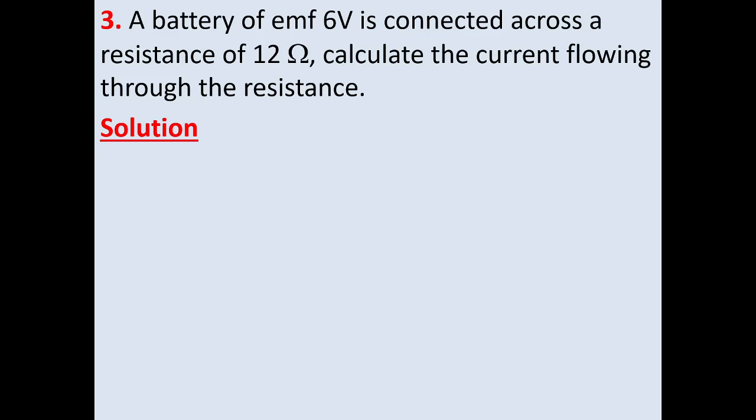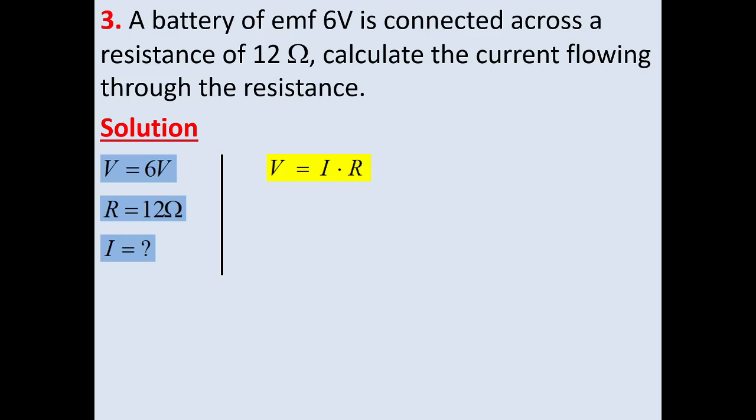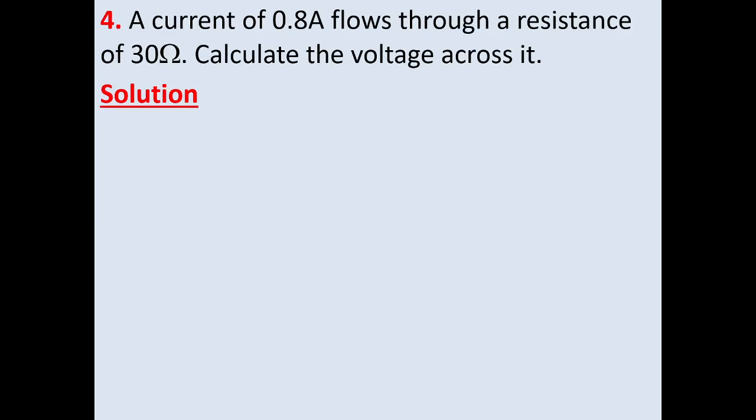Third problem. A battery of EMF 6 volt is connected across a resistance of 12 ohm. We have to calculate the current flowing through the resistance. EMF, again it is electromotive force, that is potential difference. So we write V is equal to 6 volt. Resistance is given 12 ohm. So R is equal to 12 ohm. We have to find out current, that is I is equal to question mark. So here we use simply Ohm's law, V is equal to IR. So I is equal to V upon R. Substituting the values, we get I is equal to 0.5 ampere.